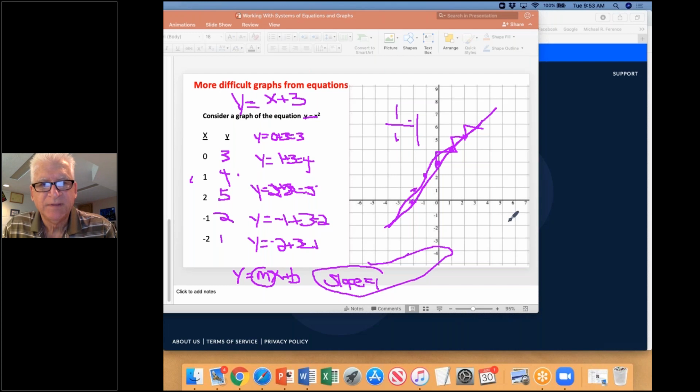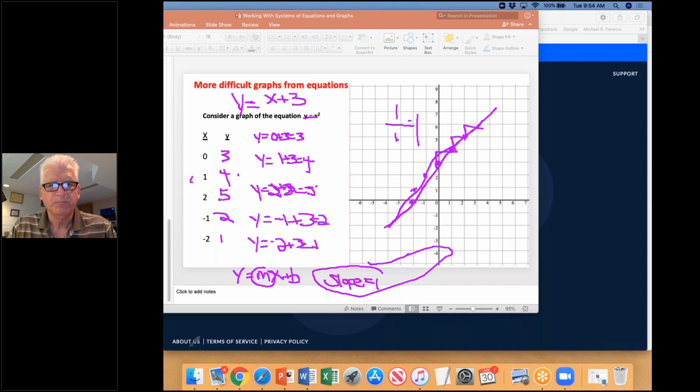Okay. So that is an example of a linear equation with a slope of 1 and y-intercept of 3. And you don't really even need to do 5 points. If I had just 2 points, I can see that it's a straight line, but it's always better to do at least 3. In this case, I did 5.